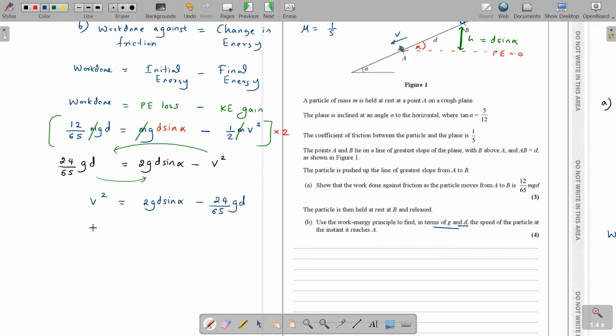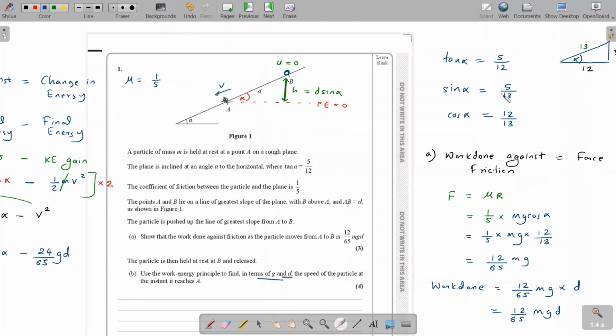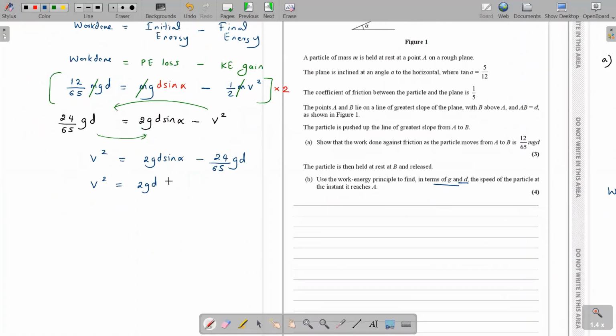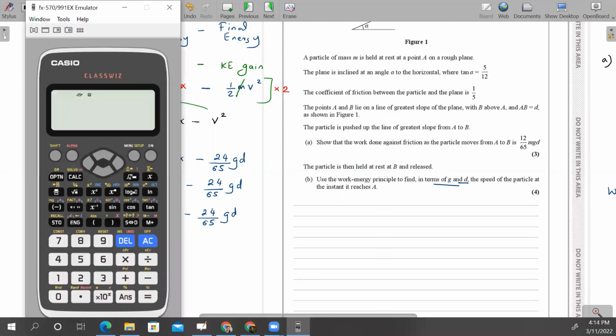Do you agree? The sine alpha value we found. What is sine alpha? Sine alpha is 5 over 13. Do you see? So simplify this. This will be V square equals 10 over 13 GD minus 24 over 65 GD. Simplify, what do we get here? 10 over 13 minus 24 over 65, and that gives me 2 over 5.